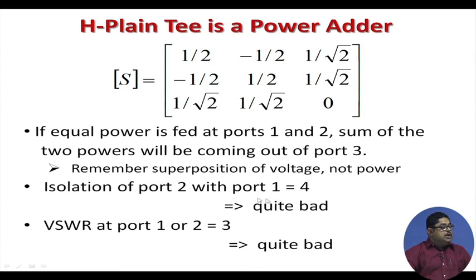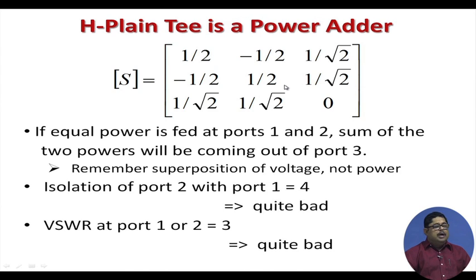Now, what is the isolation of port 1 with port 2? That means if I give power to port 2, how much is coming to port 1? Minus half. That is the voltage ratio; power-wise this is 1 by 4. So again isolation is 4, quite bad. So H plane T also has a bad isolation.